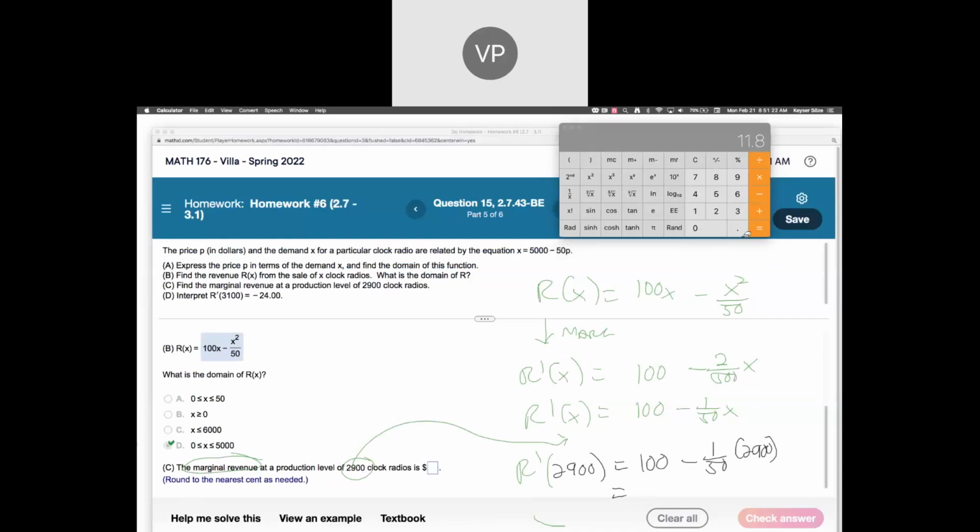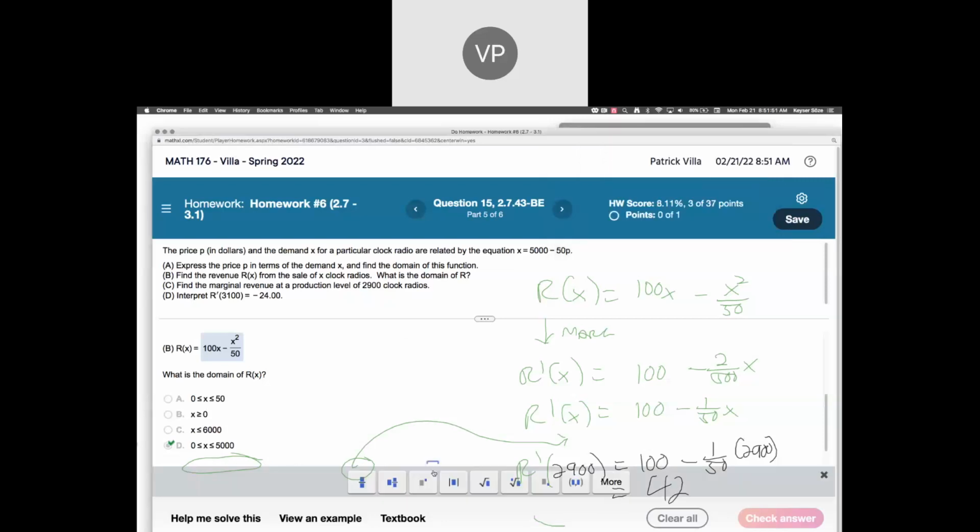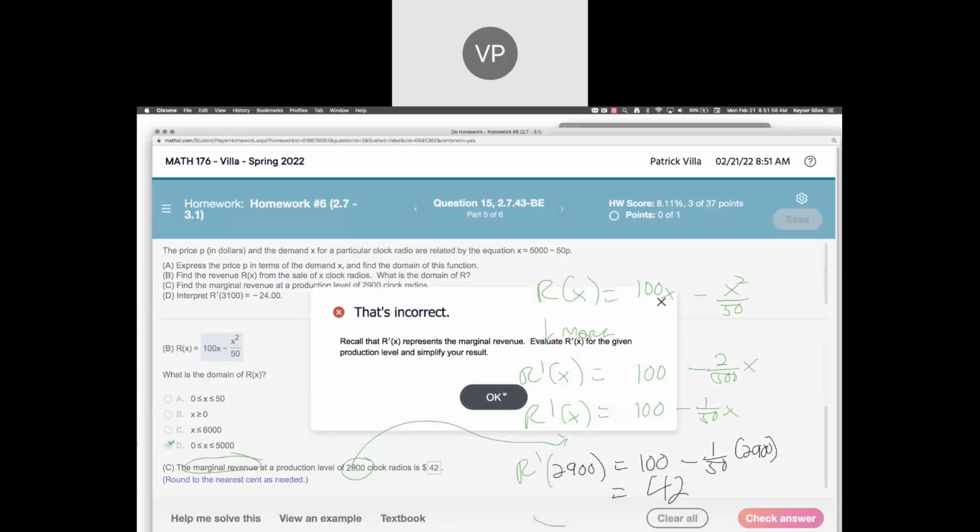All right, so I'm going to take 2,900. Let's clear it out just to make sure. 2,900 divided by 50 gives me 58. I'm subtracting that from 100, and I get a 42. So that's the marginal revenue at that spot. And what did I mess up on?